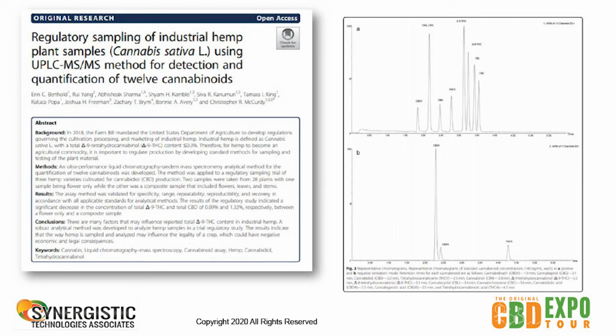This is a paper that just came out. It's now mid-December of 2020, and this paper was just coming out today. And so I put it up here. It's a regulatory sampling of industrial hemp plant samples using UPLC-MS/MS for the detection and quantitation of 12 cannabinoids.